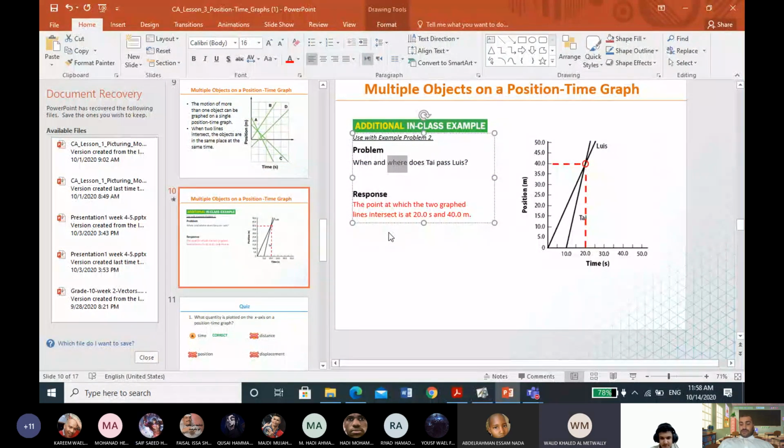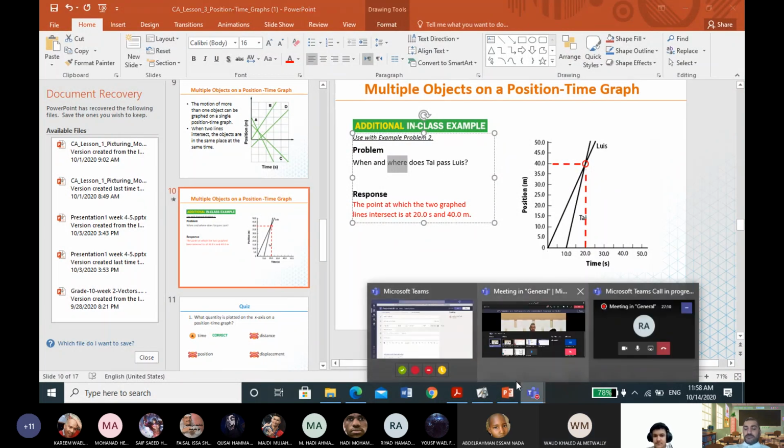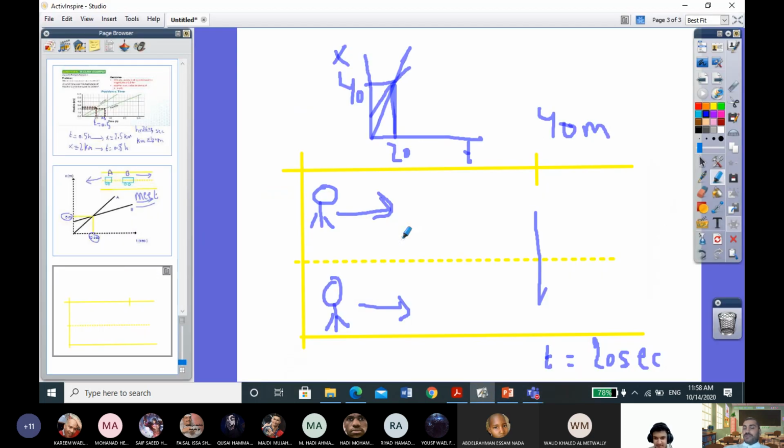Mister, if someone has a speed, like the speed of Leah is 50 and Tia is like 40, will they intersect with each other or no? If they start from the same position, and there is a race between them, and one is moving faster than the other, they will not meet.